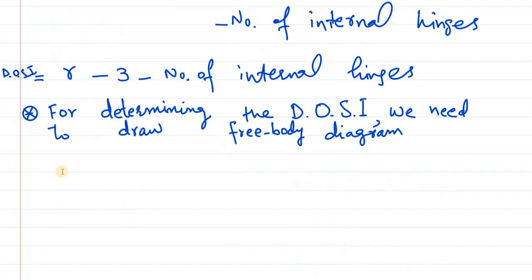So one final takeaway from this discussion is that for determining the degree of static indeterminacy, we need to draw a free body diagram for the body.